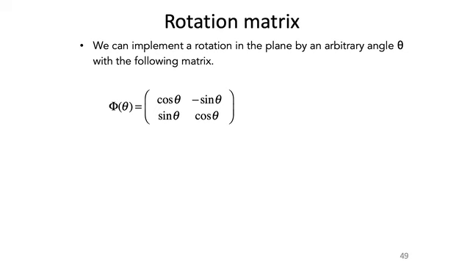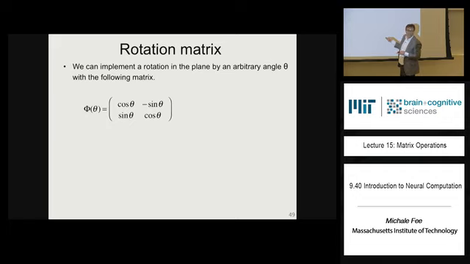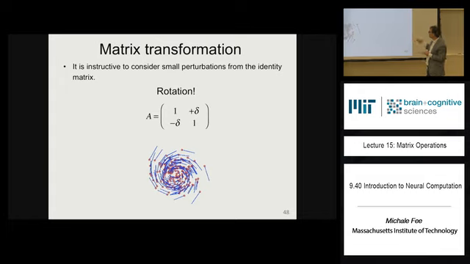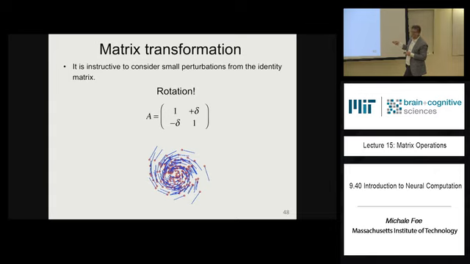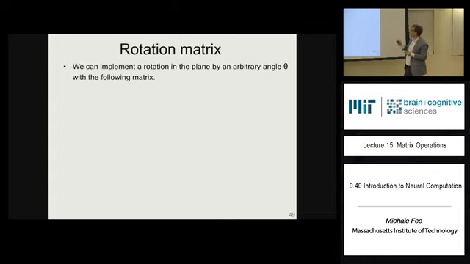Notice for small angles theta, these are close to 1, so it's close to an identity matrix. These are close to 0, but this is negative and this is positive, or the other way around. So if we have diagonals close to 1 and the off diagonals, one positive and one negative, then that produces a rotation. That formally is a rotation matrix.